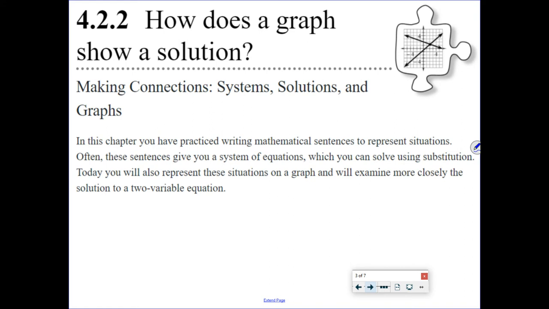422, how does a graph show a solution? Making connections, systems, solutions, and graphs. In this chapter, you have practiced writing mathematical sentences to represent situations. Often these sentences give you a system of equations which you can solve using substitution. Today you will also represent these situations on a graph and will examine more closely the solution to a 2-variable equation. We are going to use graph paper for notes today, so please make sure you have graph paper, and the bulk of it's going to be on graph paper because it's got to be a big graph that we're using here, okay?